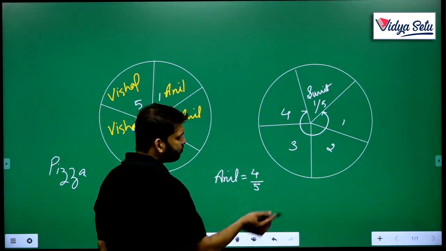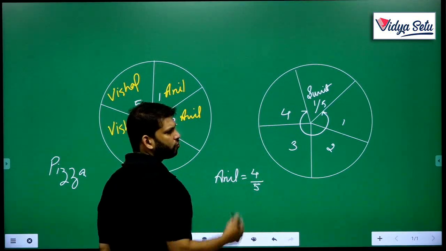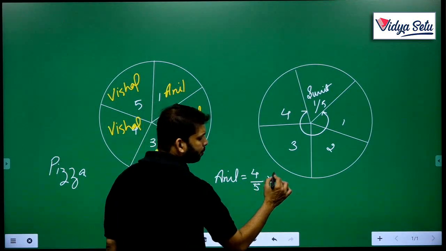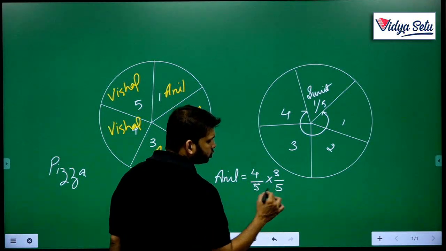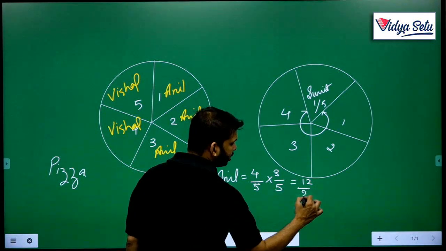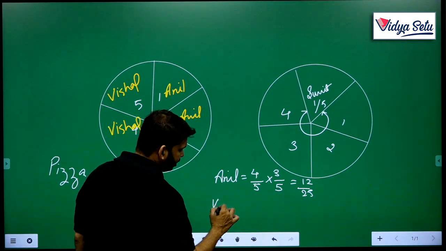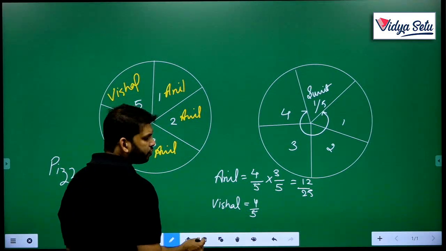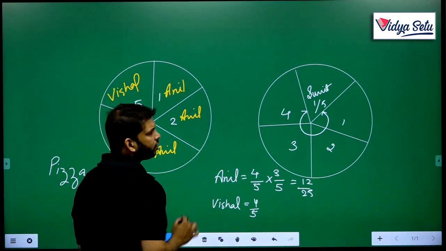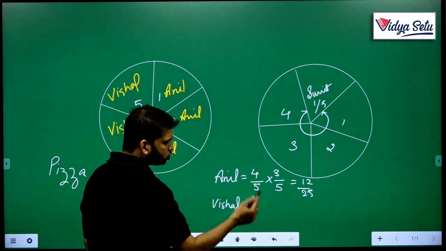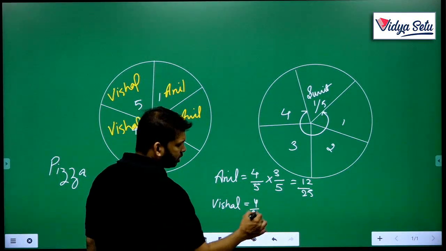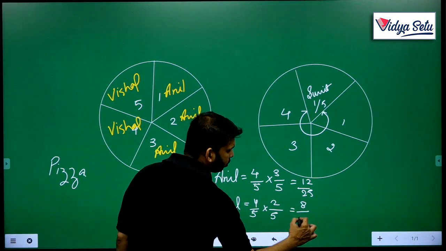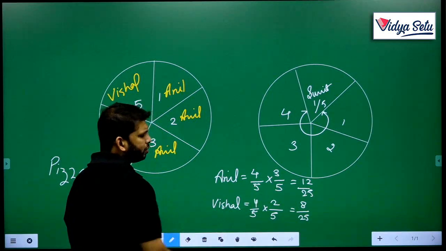So out of 4 upon 5, will he get the entire 4 slices out of 5? No, he will not get. He'll get in his old profit sharing ratio. So he'll get 12 upon 25. Vishal will also not get the entire 4 upon 5. Entire pizza is out of question because 1 upon 5 is being taken by Sumit. So the remaining 4 upon 5 he will also get in the old profit sharing ratio, 8 upon 25.